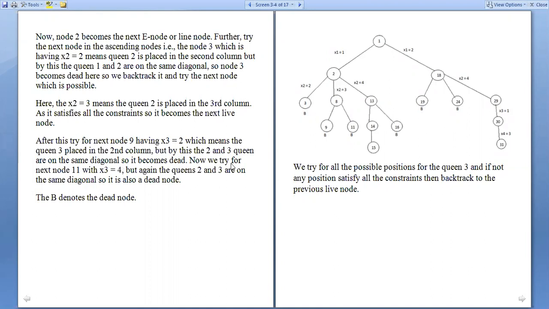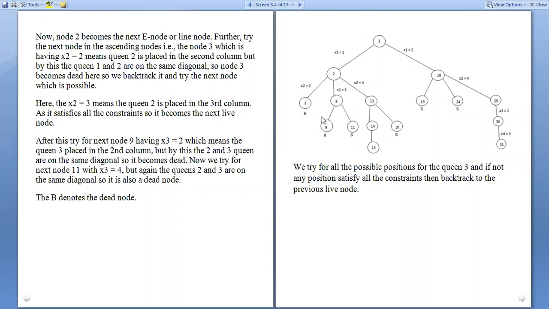So now we try for the next node 11 with x3 equal to 4. Now you can try here. But again, queen 2 and queen 3 are on the same diagonal. So it is also a dead node.